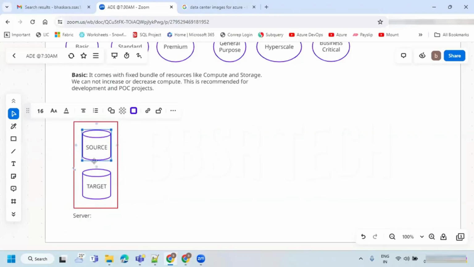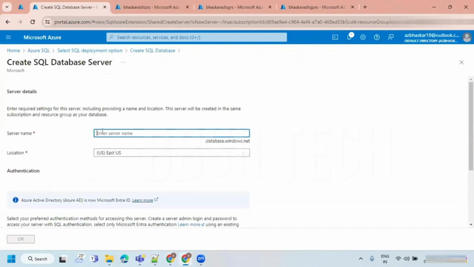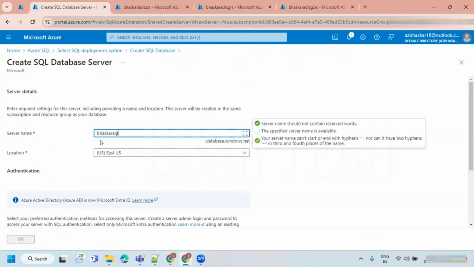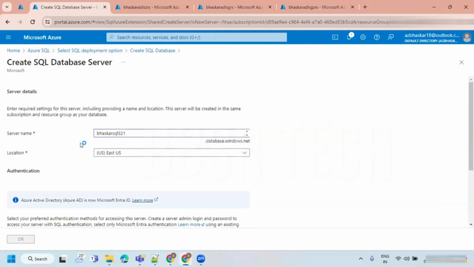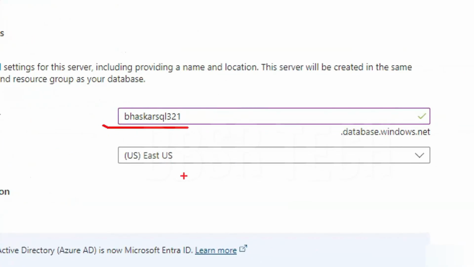Now my plan is to create a source database. So this source database requires a server, so we need to create a server. If you don't have the server, then you cannot have your database. Let's create new. And the server name we need to provide here. Bhaskar SQL 321, I am taking as the server name. Any name that you can take here, if it is available. Globally it should be available. Now you can see it is available.